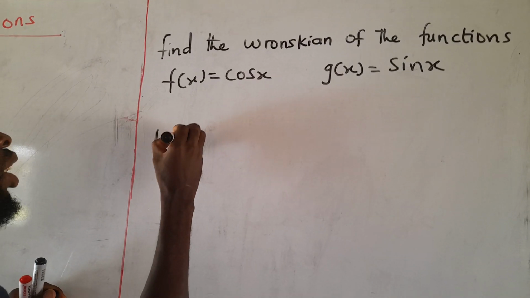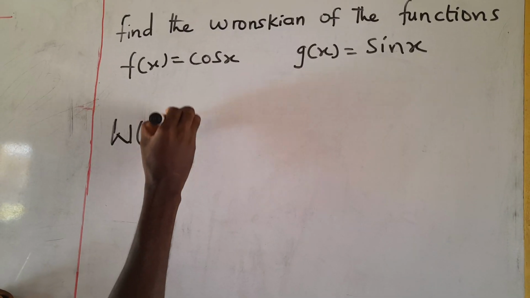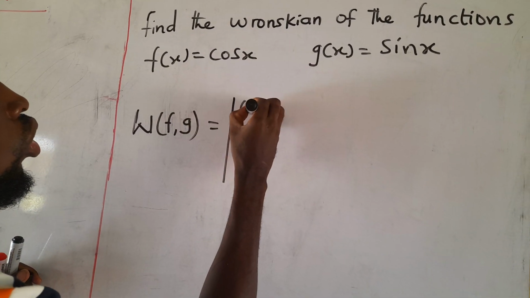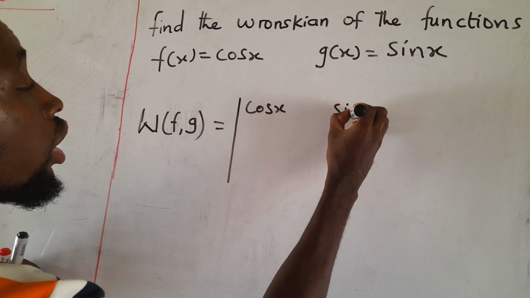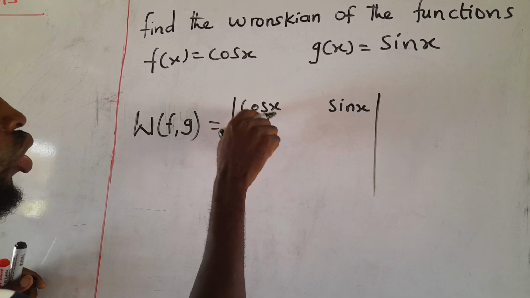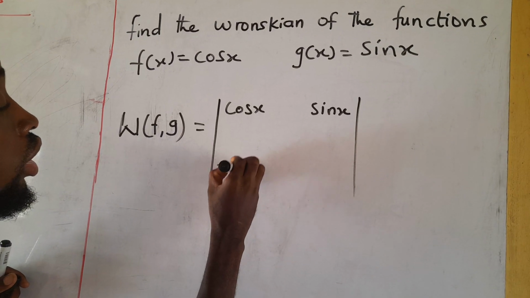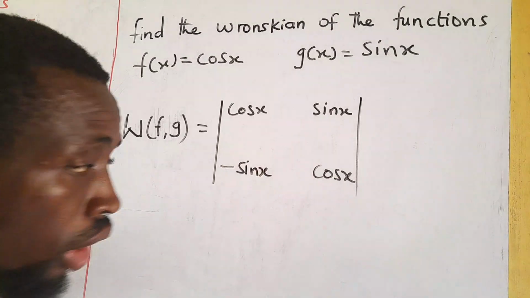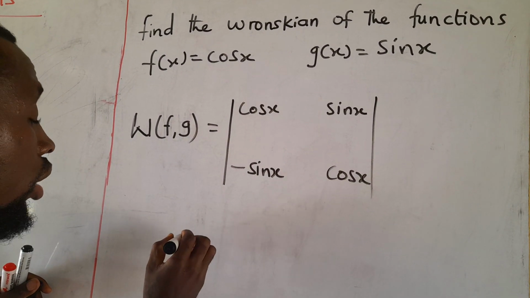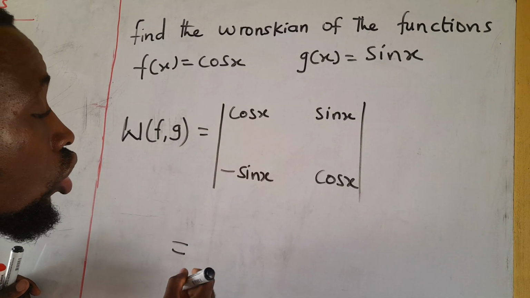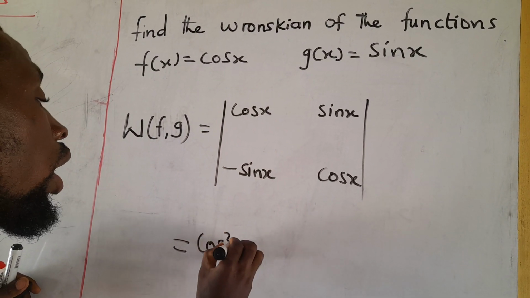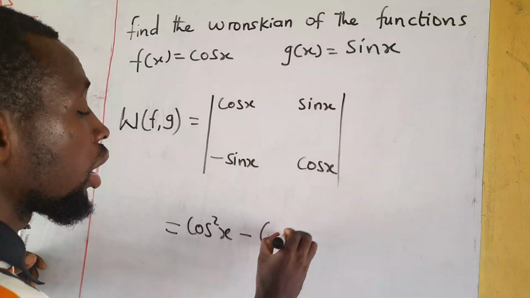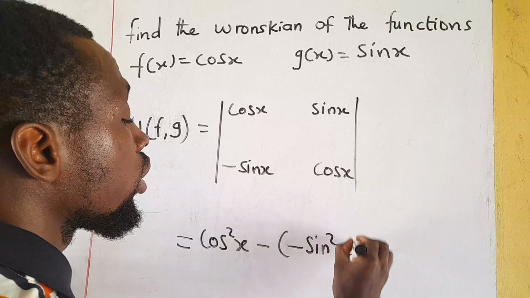The WRONSKIAN of f comma g will be equal to the determinant of cos x, sin x. Then we differentiate cos x. When we differentiate cos x, we get negative sin x. And when we differentiate sin x, we get cos x. Now we find the determinant. So this will be cos x times cos x will be cos square x. Then minus negative sin x times sin x will be minus sin square x.